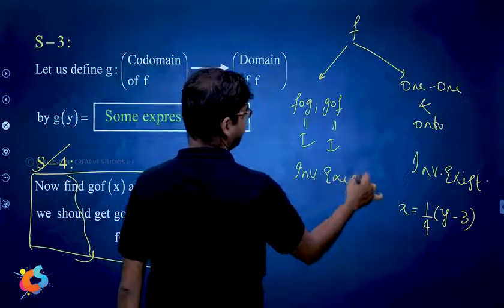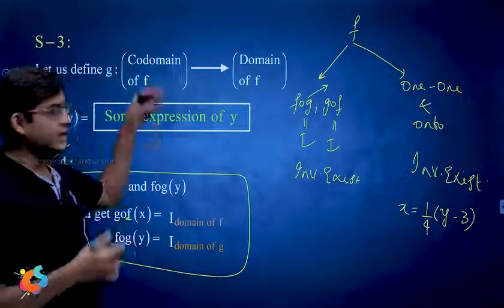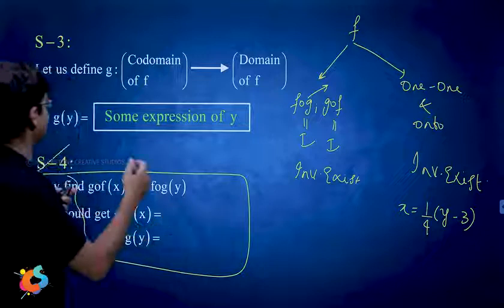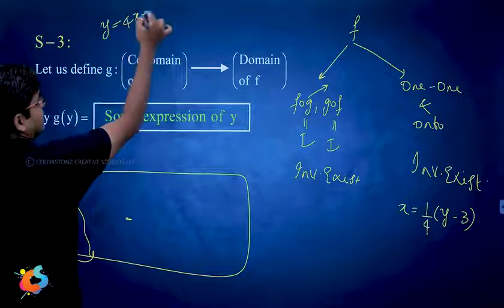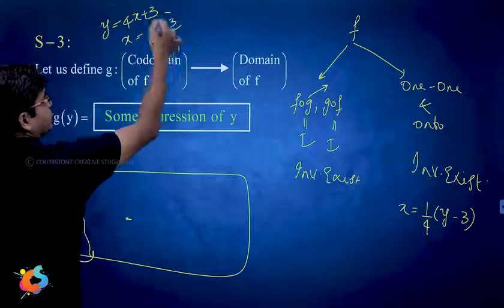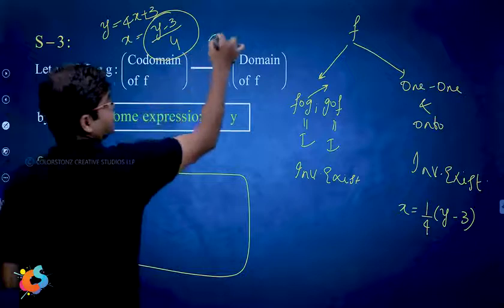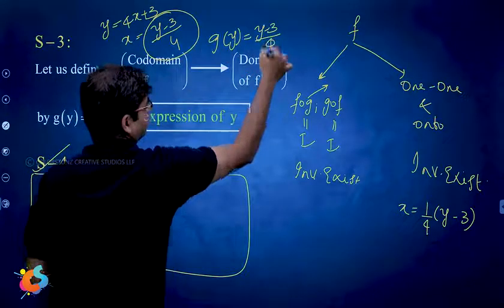But to find this, I should know what is g. So g you are finding by taking x as a function of y. Just before we have seen, right? y is equal to 4x plus 3. So x is equal to y minus 3 divided by 4. So this I am defining as g of y. This is equal to y minus 3 by 4.